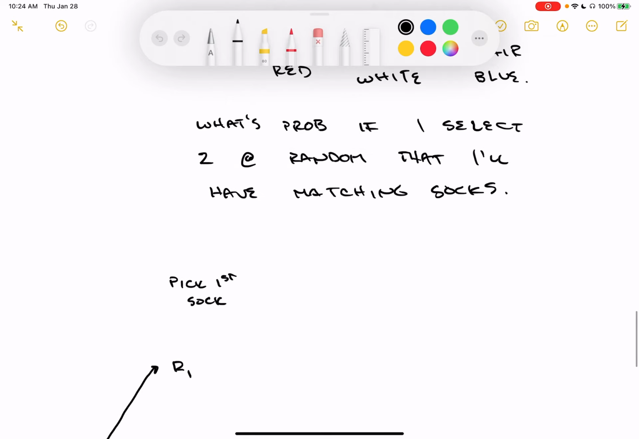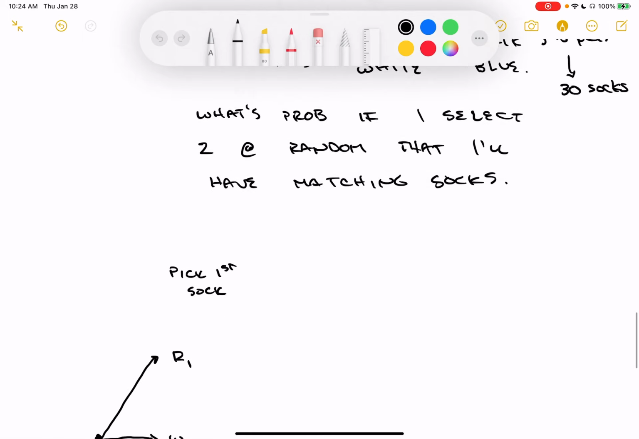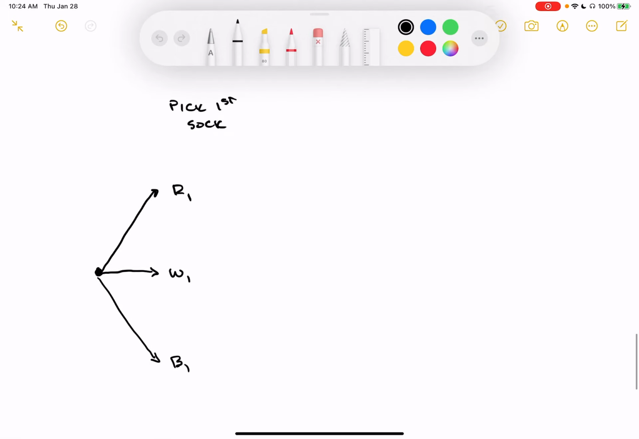If I went back to the number of socks that were in here, I see that there's 1 pair of red, 10 pair of white, and 4 pair of blue. That's a total of 15 pair of socks. We know that each pair has 2 socks, so that whole thing gives me 30 total socks. So if I start out after a fresh laundry day, I've got a 30 total sock drawer, and I'm going to pick one of them.